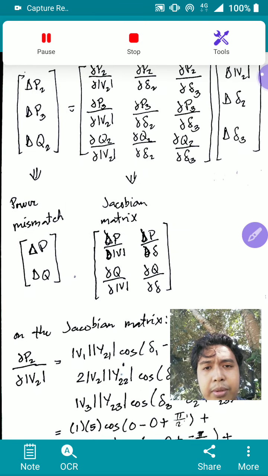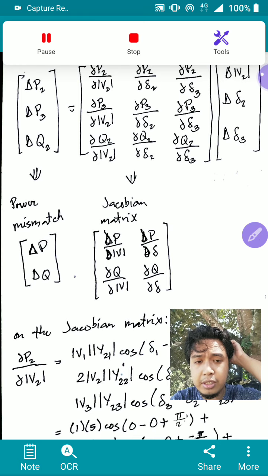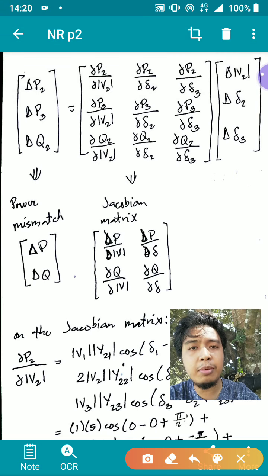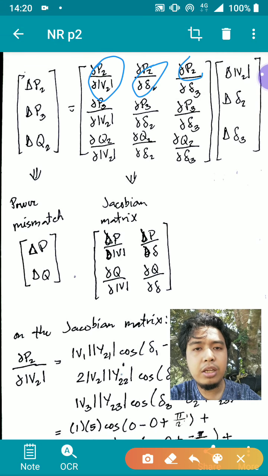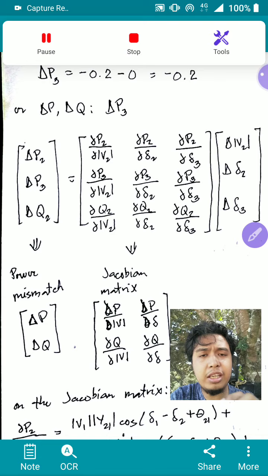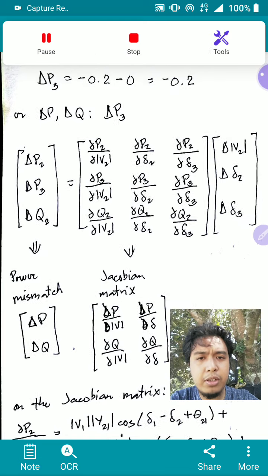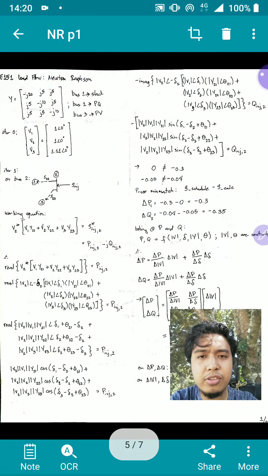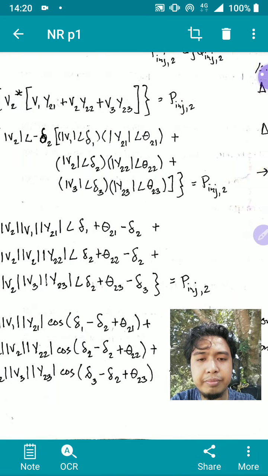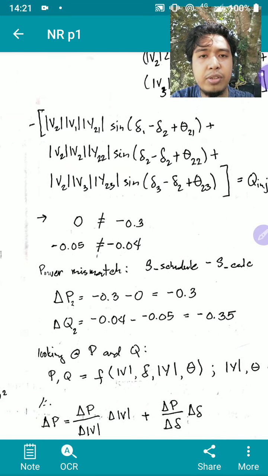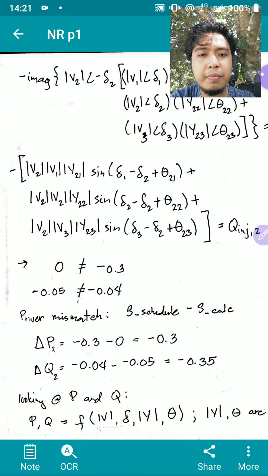Okay, so what we're going to do is solve for the Jacobian matrix for each element here. We have 9 elements of the Jacobian matrix: 3 by 3, so it's a 9 element matrix. I guess what's tricky here is getting the partial derivatives, because what we're going to do with the partial derivatives is go back to this equation here.